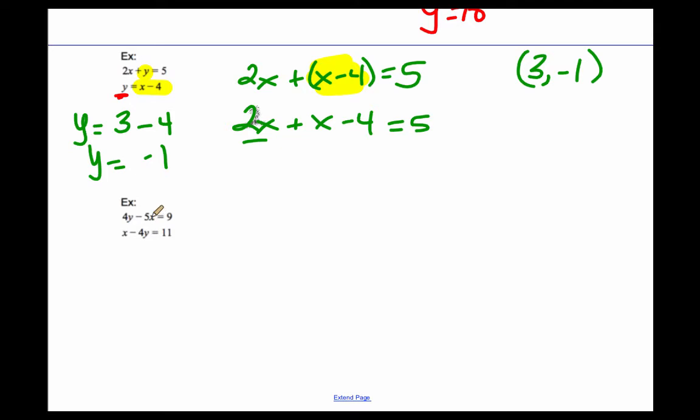The coefficient of this x is negative 5. That's going to be kind of hard too. The coefficient of this x is a 1. Okay, so that's a good idea. The coefficient of this y is a negative 4. Probably not a good idea. So this looks like our best bet.